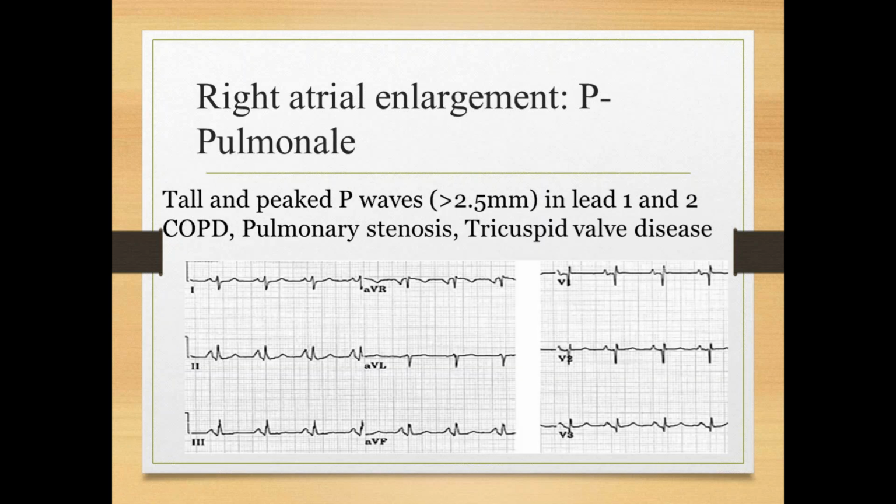Now, right atrial enlargement is known as the P pulmonale. In P mitral it was the width, but in P pulmonale the P waves will be tall and peaked, and this is best seen in lead 2 again. You can see the tall and peaked P waves, the height more than 2.5 millimeters. You can get this in conditions of COPD, pulmonary stenosis, right heart conditions, and tricuspid valve disease. So tall P waves is P pulmonale, right atrial enlargement.